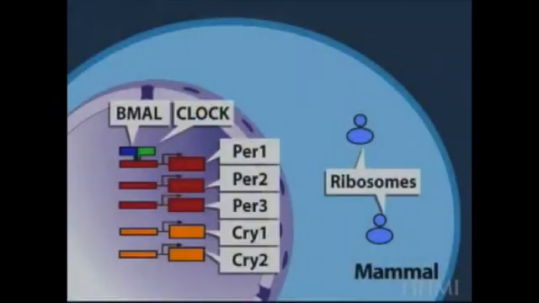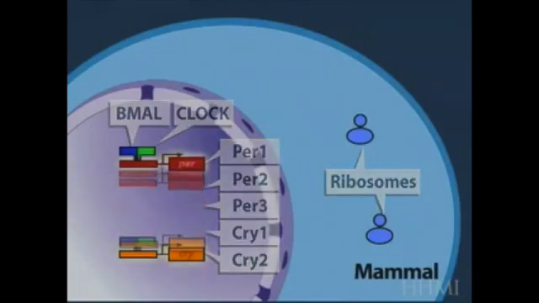Here, the molecular interactions involved in the negative feedback loop that is responsible for circadian rhythms in mammals are shown. Mammalian SCN neurons contain 3 types of period genes, PER1, PER2, and PER3, and 2 types of cryptochrome genes, Cry1 and Cry2. PER and Cry genes in the nucleus are activated by the binding of proteins BMAL1 and clock, which are positive activators, to their promoters.